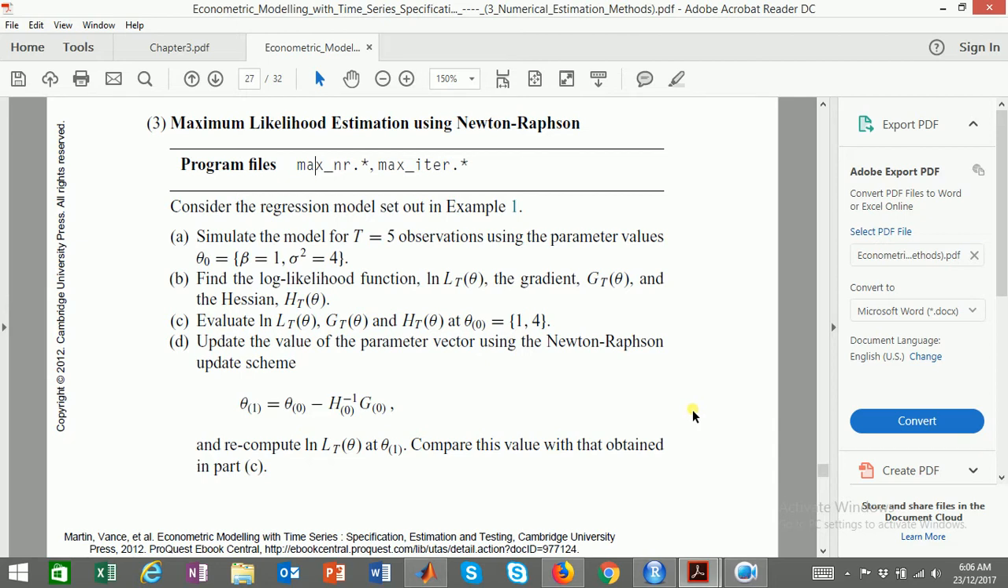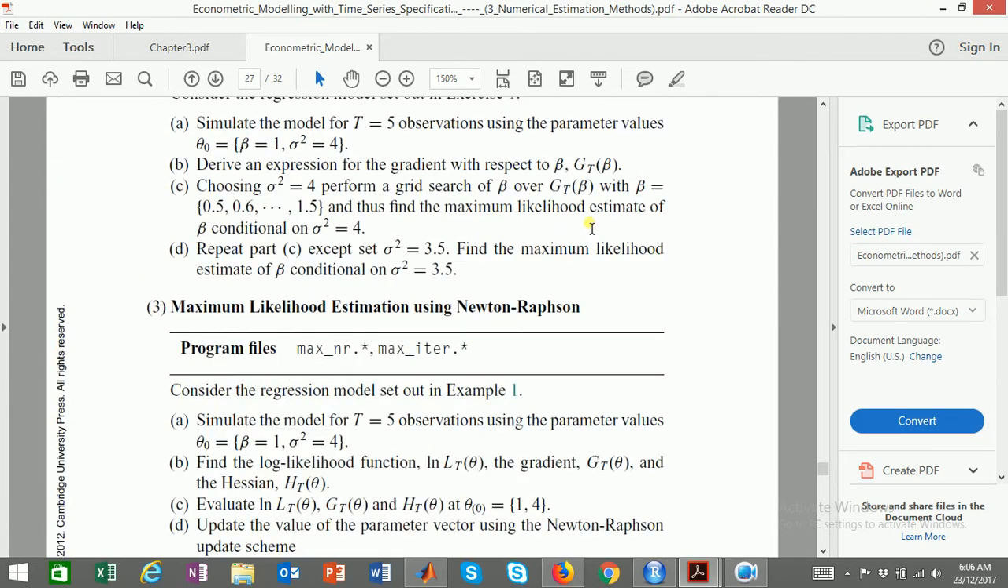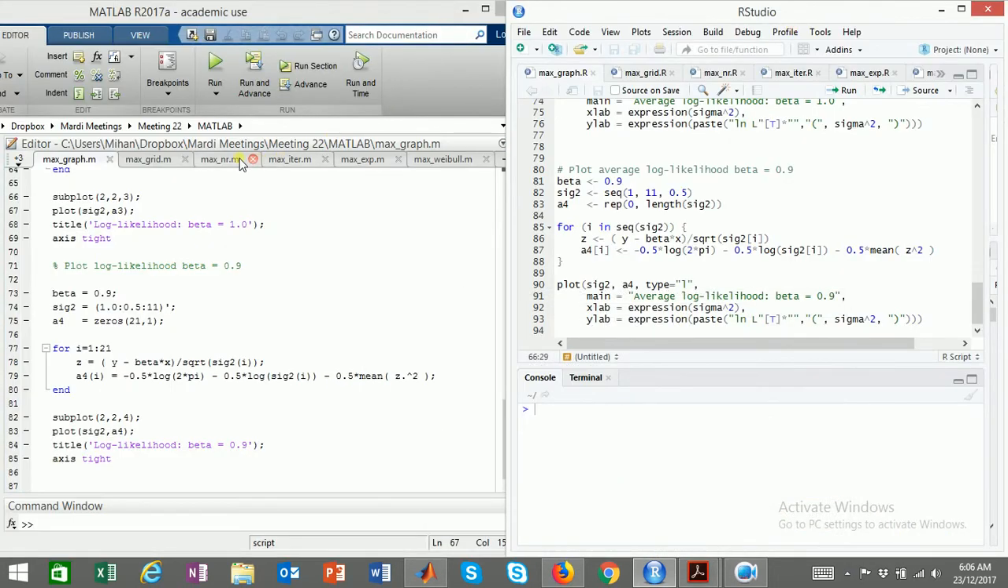Update the values. So it is actually suggesting us what to do step by step. Continue iteration until convergence. Compare these values to those obtained from maximum likelihood estimators. This is OLS estimation, and this is sigma square. Just compare maximum likelihood estimation with the regular ones. So max NR, let's see what's suggested in max NR.